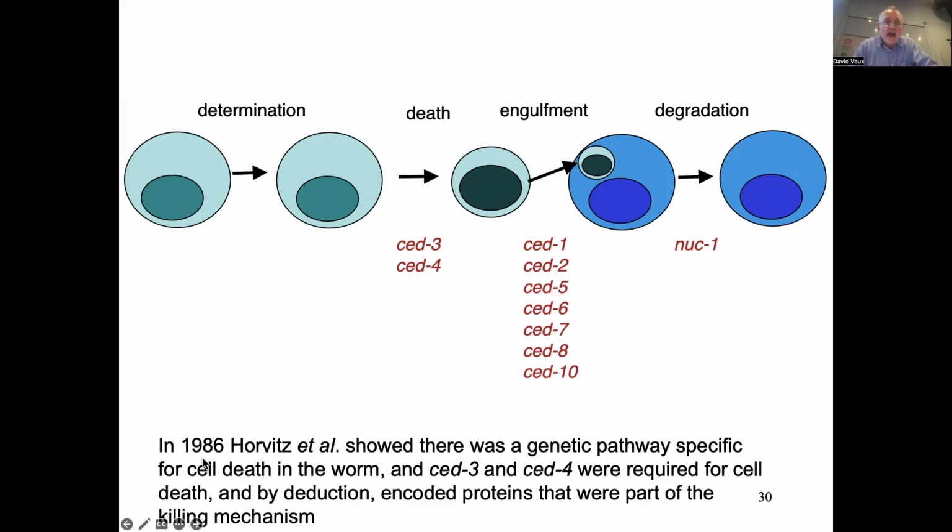So that was known largely from work from Bob Horvitz's lab, and they'd isolated these CED3 and CED4 mutants back in 1986, and they could cross these worms with these worms and work out which is upstream and which is downstream. But it was years later before they cloned the genes and saw what was encoded by the genes.